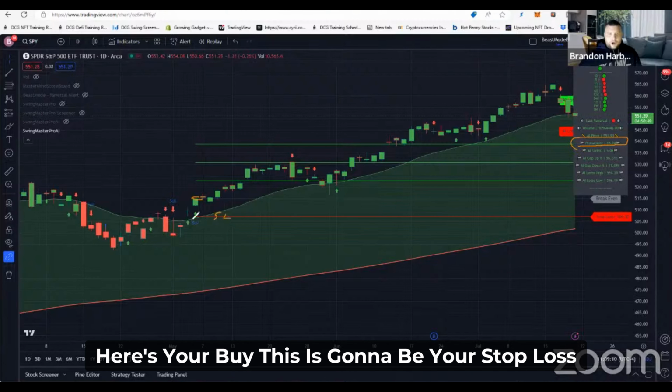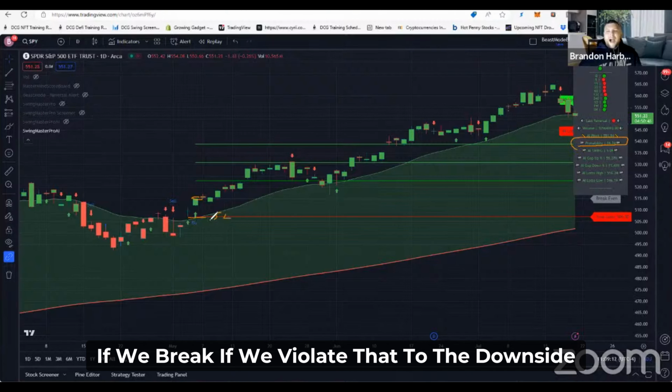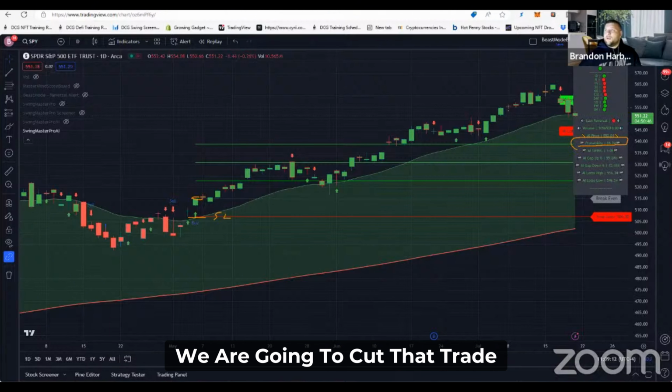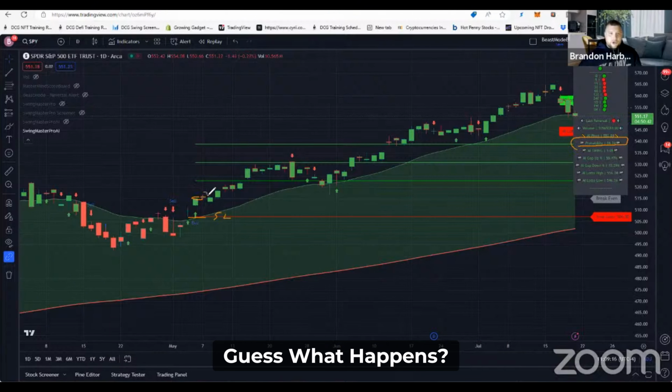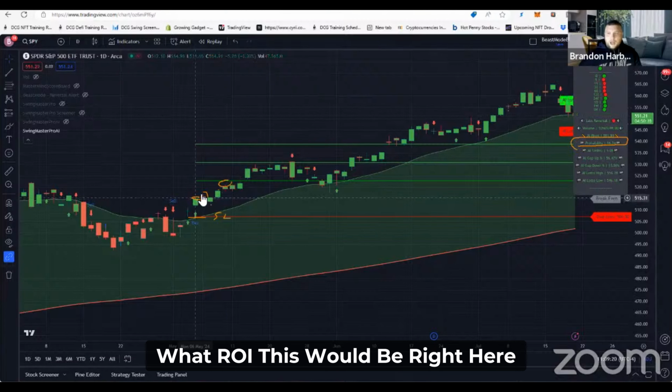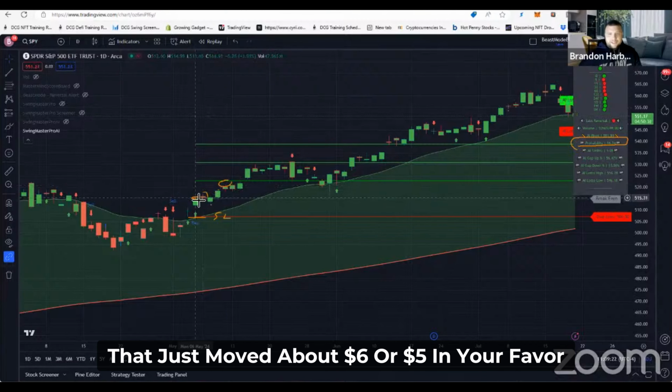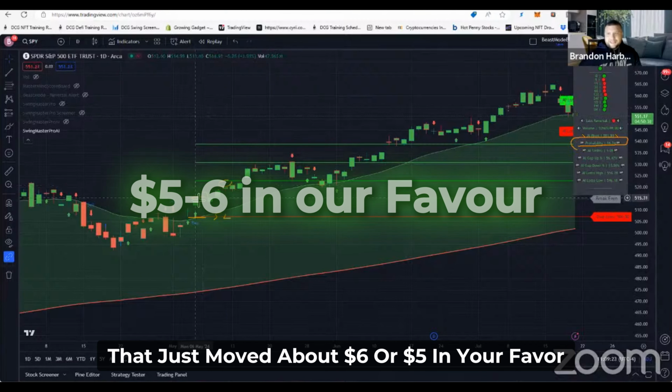This is going to be your stop loss. If we violate that to the downside, we're going to cut that trade. Guess what happens? 1, 2, 3, 4. 4 days, we get close to that. You want to know what ROI this would be right here? That just moved about $6 or $5 in your favor in 5 days of expiration. So that right there is a net profitable trade, right?